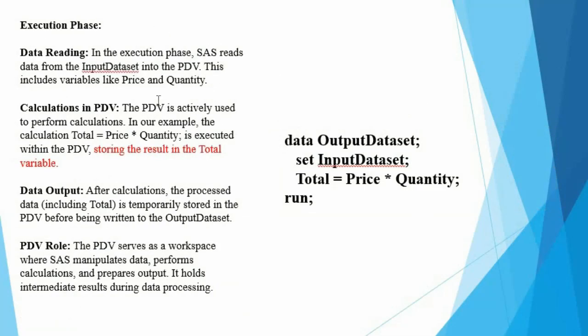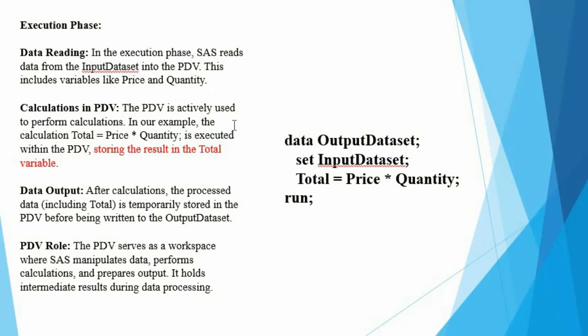next part, execution phase. Again the same code. Now the value will be fed into total: whatever the price we have in the raw data, whatever the quantity we have in the raw data, it will feed into the total. It means the calculation will be performed in the execution phase. Now read it. In the execution phase, SAS reads data from the input data set into the PDV. That means we are performing data cloning. This includes variables like price and quantity that already exist in the raw data.